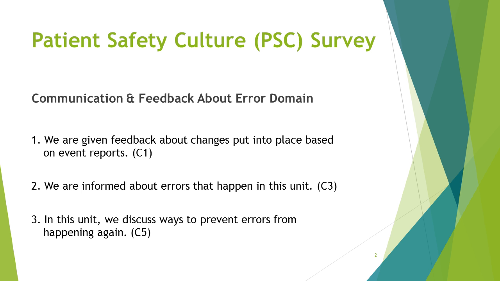talking about. But really quickly, I just wanted to go over the 3 questions within the survey that are related to the communication and feedback about error domain. The first question is, we are given feedback about changes put into place based on event reports. We are informed about errors that happen in this unit. And in this unit, we discuss ways to prevent errors from happening again.